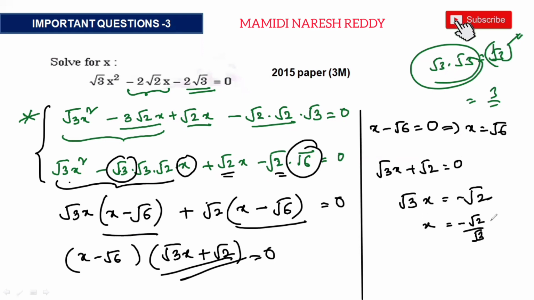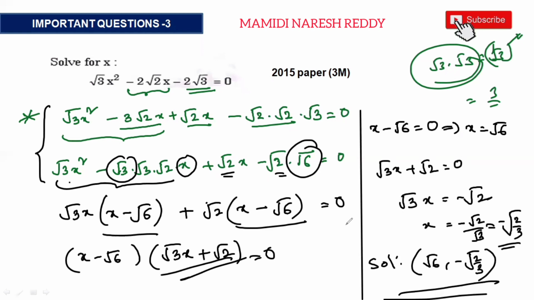By sending root 3 that side it becomes the denominator. So it becomes under root of 2 by 3. So the conclusion solution is root 6 comma minus root of 2 by 3. Good, my friends. So these are the x values. This is the solution of root 3 x square minus 2 into root 2 x, and minus 2 into root 3 is equal to 0. So once again I'm repeating, these two steps are the most important.